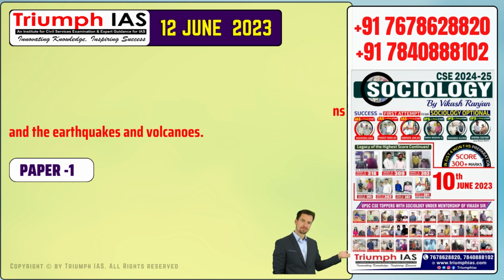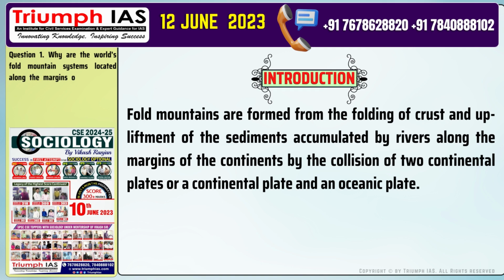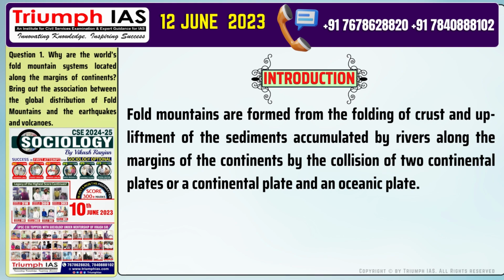Let's start with the introduction of the answer. Fold mountains are formed from the folding of crust and upliftment of the sediments accumulated by rivers along the margins of the continents by the collision of two continental plates or a continental plate and an oceanic plate.